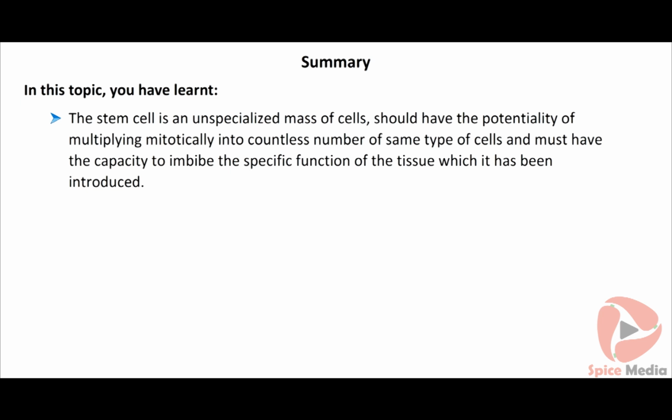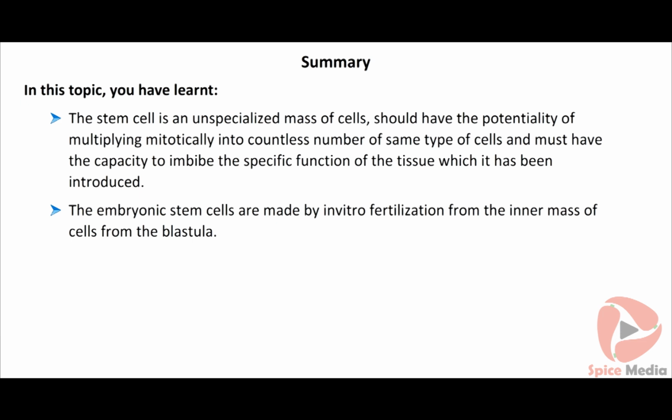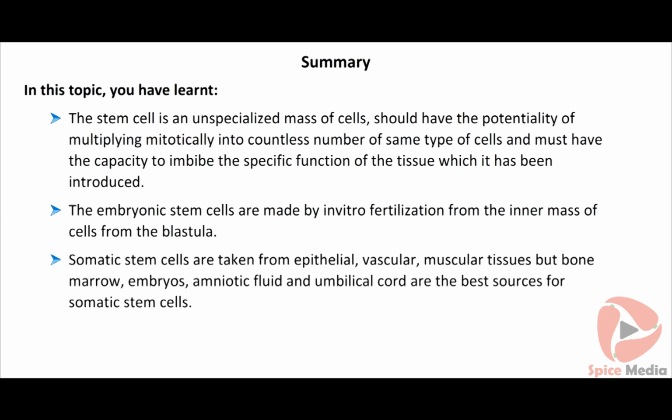Stem cells are an unspecialized mass of cells, which should have the potentiality of multiplying mitotically into countless numbers of the same type of cells and must have the capacity to imbibe the specific function of the tissue into which they have been introduced. The embryonic stem cells are made by in vitro fertilization from the inner mass of cells of the blastula. Somatic stem cells are taken from epithelial, vascular, and muscular tissues, but bone marrow, embryos, amniotic fluid, and umbilical cord are the best sources for somatic stem cells.